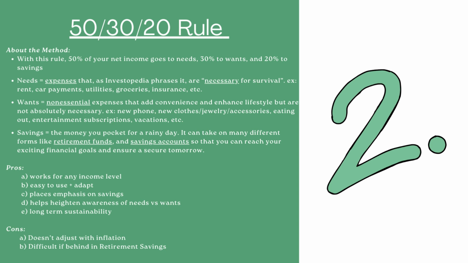The cons are that the 50-30-20 rule doesn't account for inflation. So if goods become more expensive but your salary remains the same, your income might not cover what it could in the past. Additionally, if you need to catch up on retirement savings, you might need to adjust your percentages and lifestyle to accommodate a more savings-oriented budget.